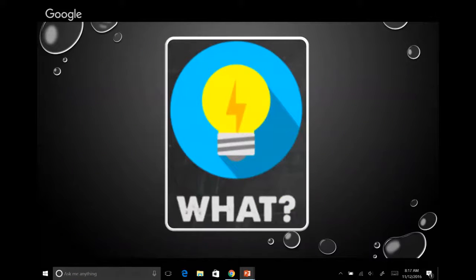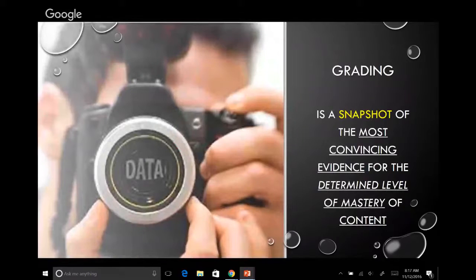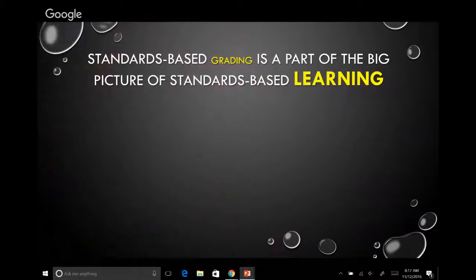Now we're going to move into the what. So let's talk about what grading really is. It's a snapshot of the most convincing evidence for the determined level of mastery of content. Plain and simple. Nothing more, nothing less. It's just a snapshot. So learning is the big picture, and grading is just a little part of that picture.